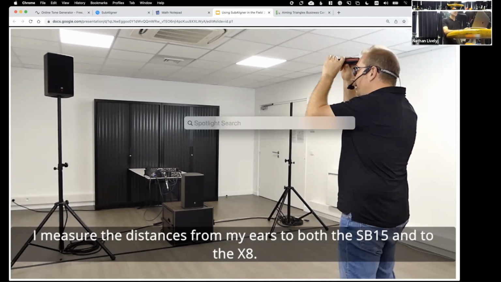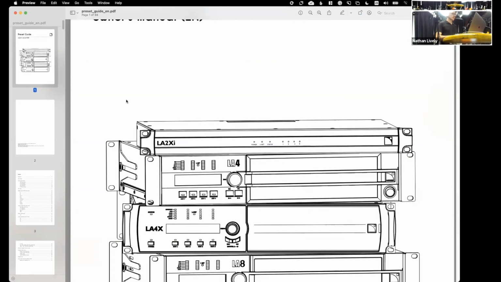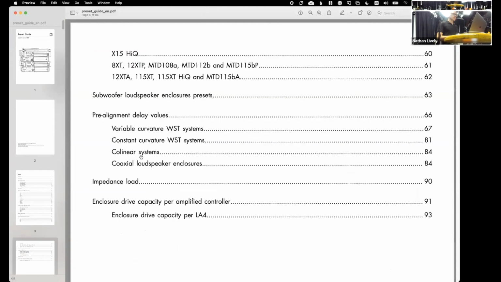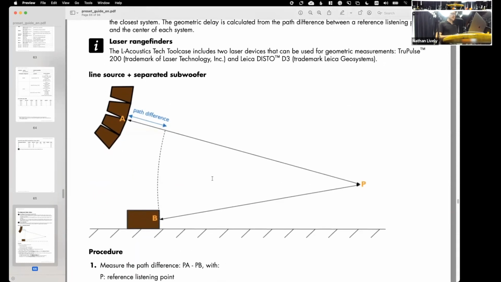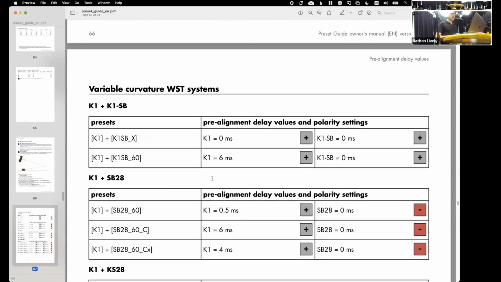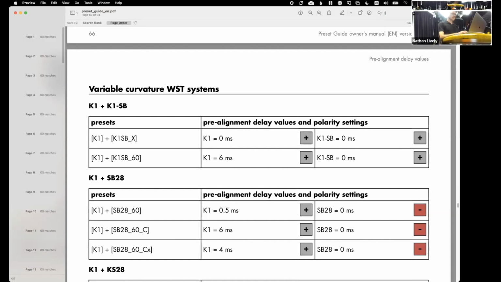And then you open the L-acoustics preset guide. And then you go down here to pre-alignment delay values. And then you follow their method. And then you say, okay, I'm combining, well, let's see if we can find, what did I say that was? I don't know, it doesn't matter. X8. X8, yep. Let's see if I can find the X8.